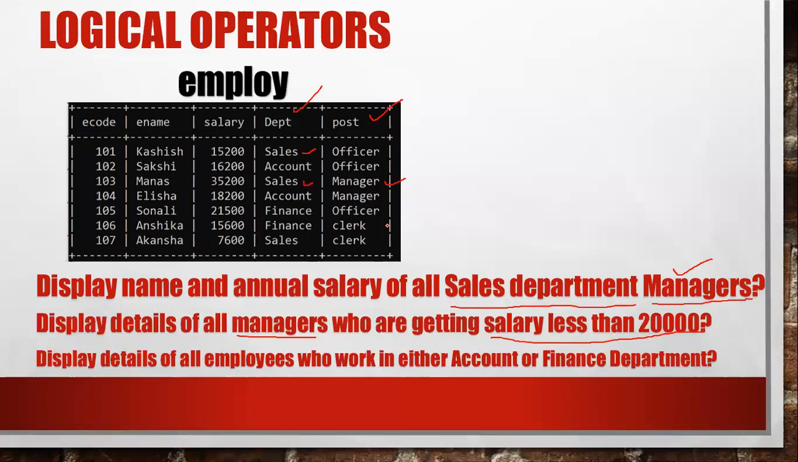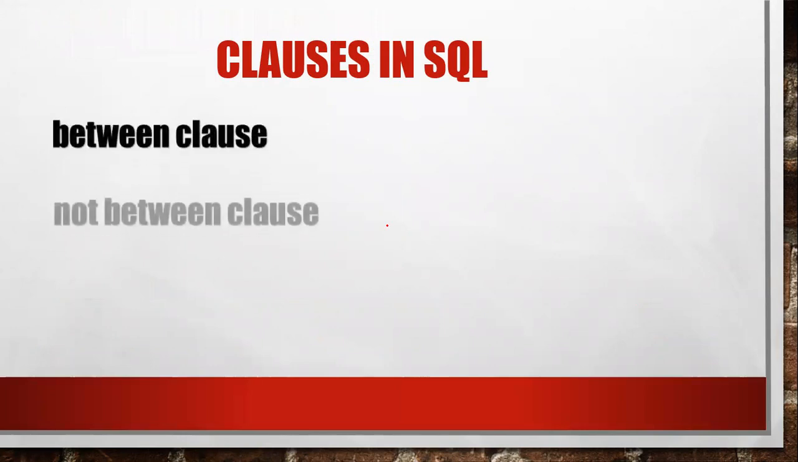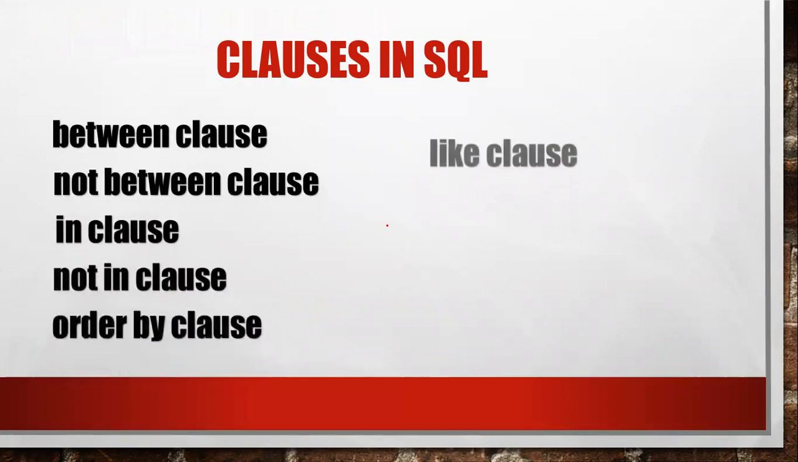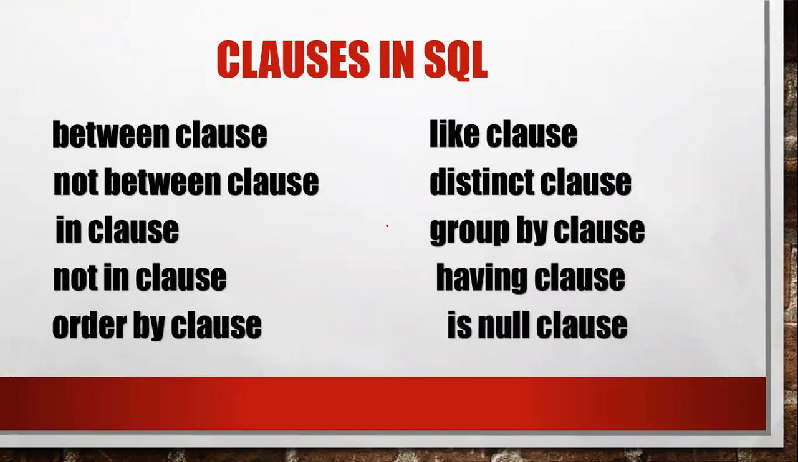So in this case we have used the logical operators, relational operators, and the arithmetic operators, right? Now we are going to discuss some clauses in SQL, and we have clauses like between clause, not between clause, in clause, not in clause, order by, like clause, distinct clause, group by clause, having clause, and is null clause. So there are many clauses which we want to discuss in this SQL. So let us take the clauses one by one. First we are going to discuss about the between clause, right?